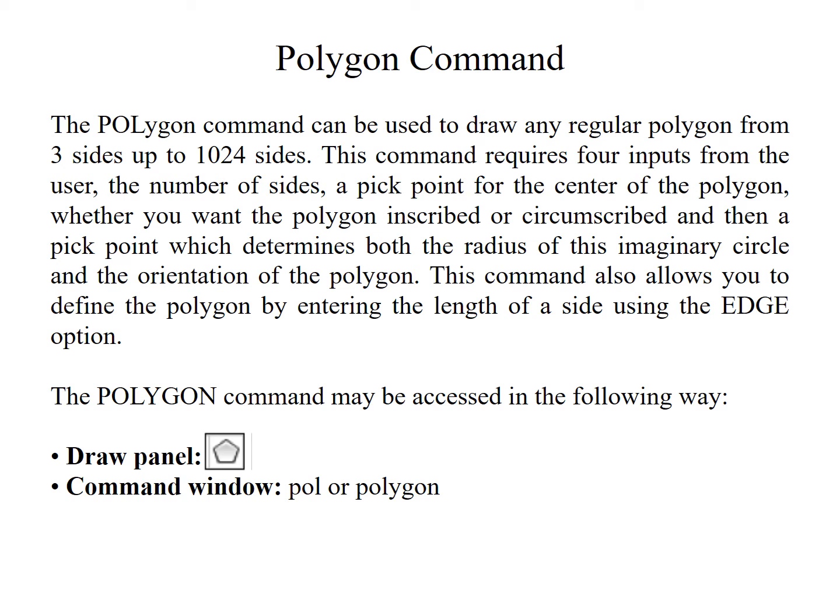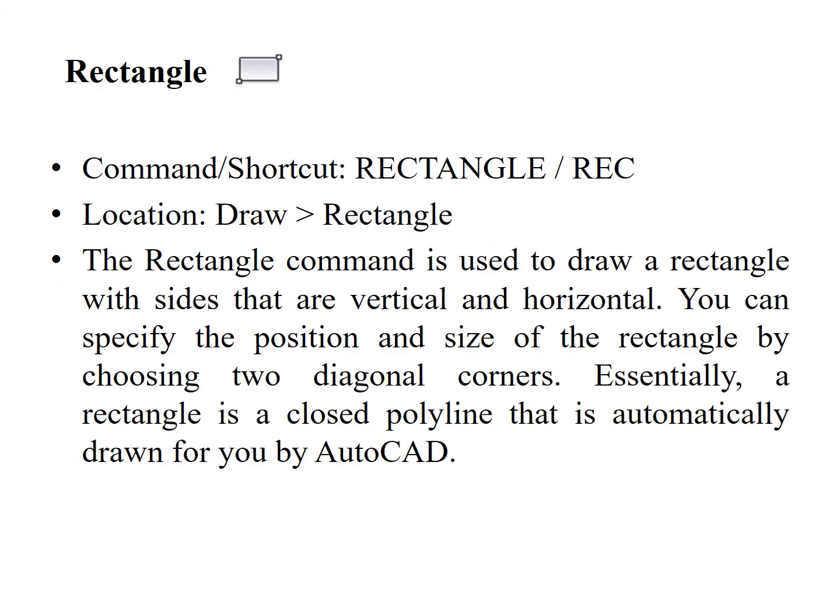This command also allows you to define the polygon by entering the length of each side using the edge option. So the polygon command may be accessed in the following way: draw panel, select the icon for the polygon, or the command window. The command window commands are pol, or polygon directly, which is used to generate a polygon. It may be a pentagon, hexagon, heptagon, or octagon, whatever number of sides you provide as input.